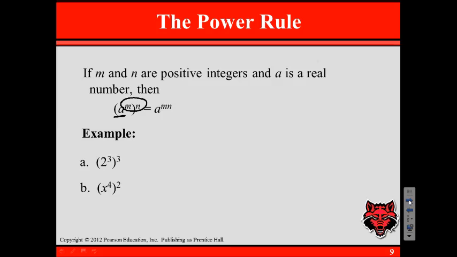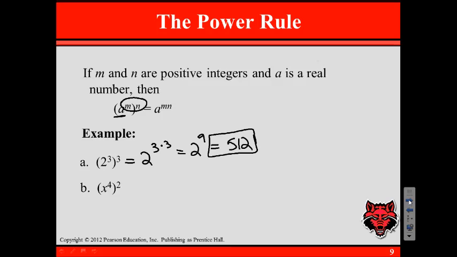First, we have 2 cubed raised to the 3rd power. So using this rule, this would become 2 to the 3 times 3. So we multiply those 3's together in the exponent, and that will give us 2 to the 9th power. Now, typically, we don't want to leave a number raised to a power because we can simplify that. And once you multiply 2 times itself 9 times, that will become 512.